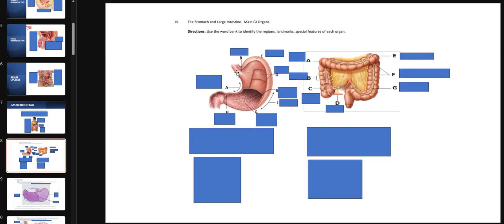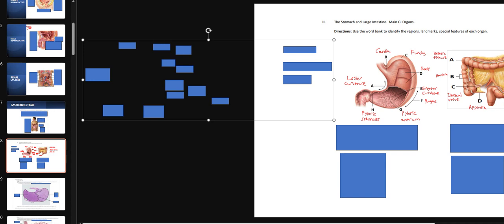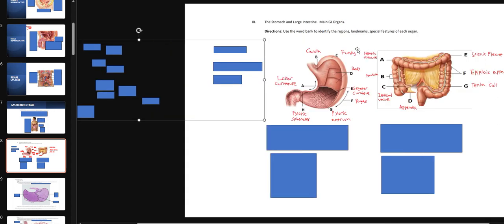And we have stomach and colon. We have lesser curvature, cardia, fundus, body, rugae, greater curvature, pyloric antrum, pyloric sphincter, appendix, ileocecal valve, haustra, hepatic flexure, splenic flexure, epiploic appendages, and tenia coli. Hepatic flexure, splenic flexure.